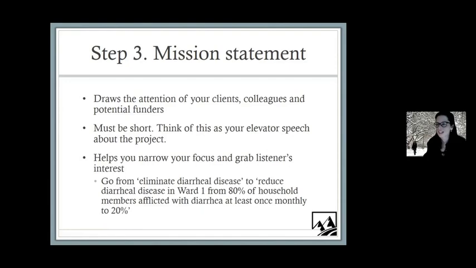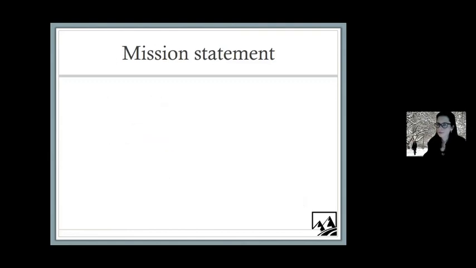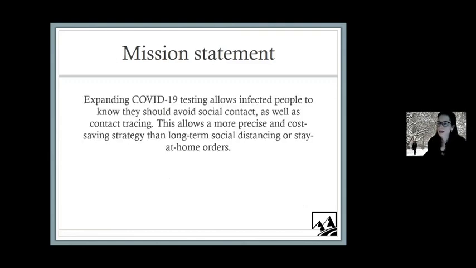But what I'm saying is, you phrase a mission statement in a way that does a couple of things. It doesn't just describe the program, it catches the attention of your listener. So for instance, a mission statement having to do with our COVID-19 testing model example could be something like, you might want to start by saying, expanding COVID-19 testing allows infected people to know that they should avoid social contact as well as contact tracing. And this allows a more precise and cost-saving strategy than long-term social distancing or stay-at-home orders, something like that. So, as an example.